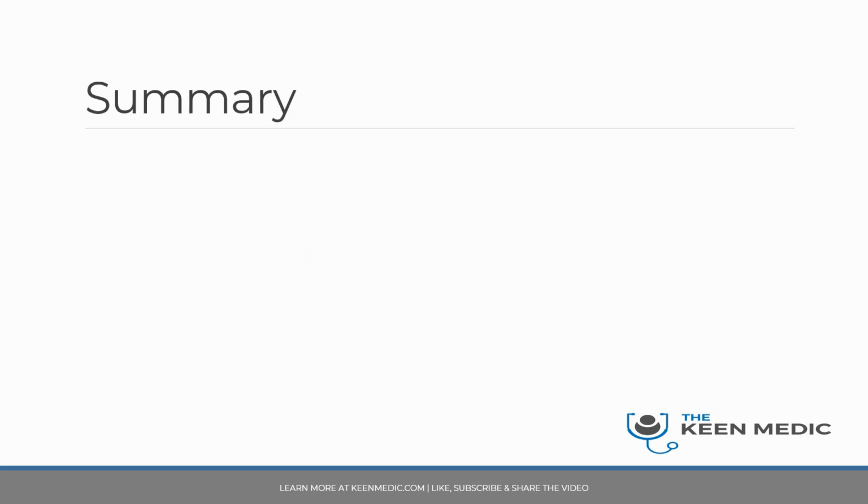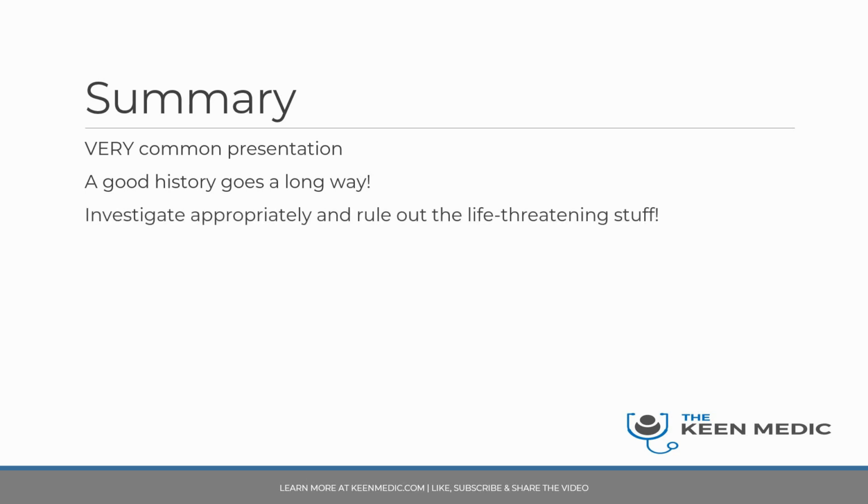All right, so let's do a quick summary because we've covered a lot in this video. So let's start off. So this is a very common presentation. Loss of consciousness is very common and it's very important. A good history goes a long way and it will point you in the right direction. So make sure you get all the important questions out of the way. Investigate appropriately after the history and rule out the life-threatening stuff first. Okay, that is your very first priority. And then do all the basics for the common stuff, and then ask for help. Okay, very much in your right to do that.